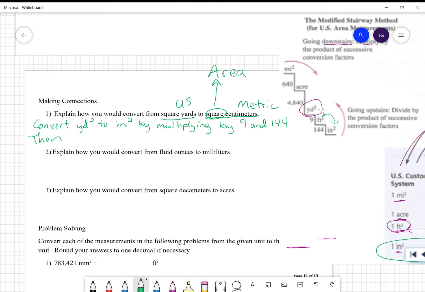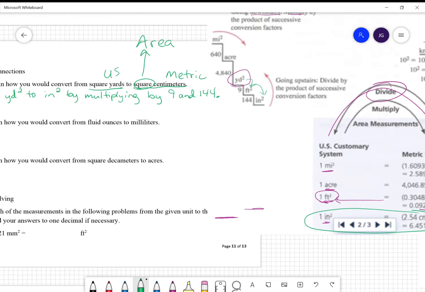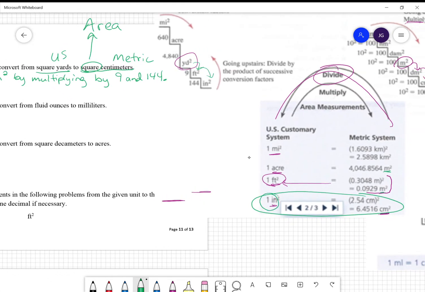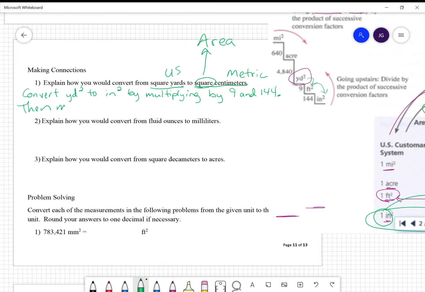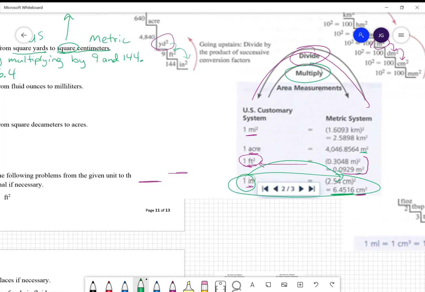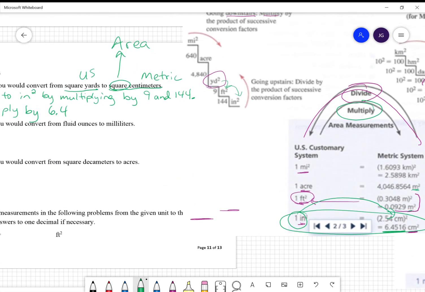Okay, all right. So now I'm at square inches. I'm here. How do I get here? I multiply by 6.4516. Oh, I forgot the number now. 6.4516 to get square centimeters.